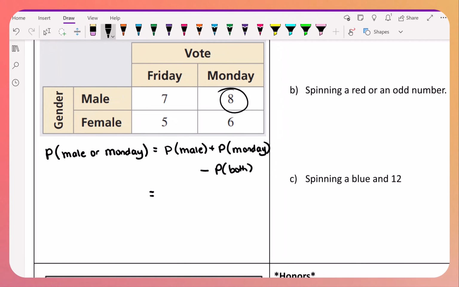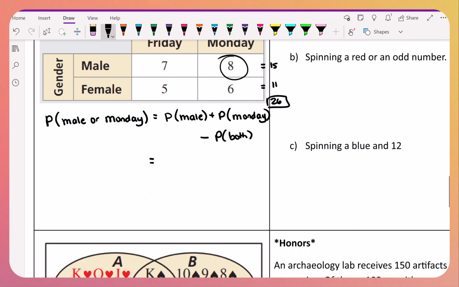Okay, the problem is this two-way table doesn't have any totals. So if I just kind of add across the rows, I get 15 here and I wind up with 11 here, which gives me a total of 26 in the whole entire chart. All right, so the probability of randomly selecting a male, I would have 15 out of 26. Probability of selecting somebody that chose Monday, just add down the column, 14 out of 26. And then you have to subtract that overlap. So I have 8 people that were male and voted for Monday. So type that in our calculator, we wind up with 11 out of 26.